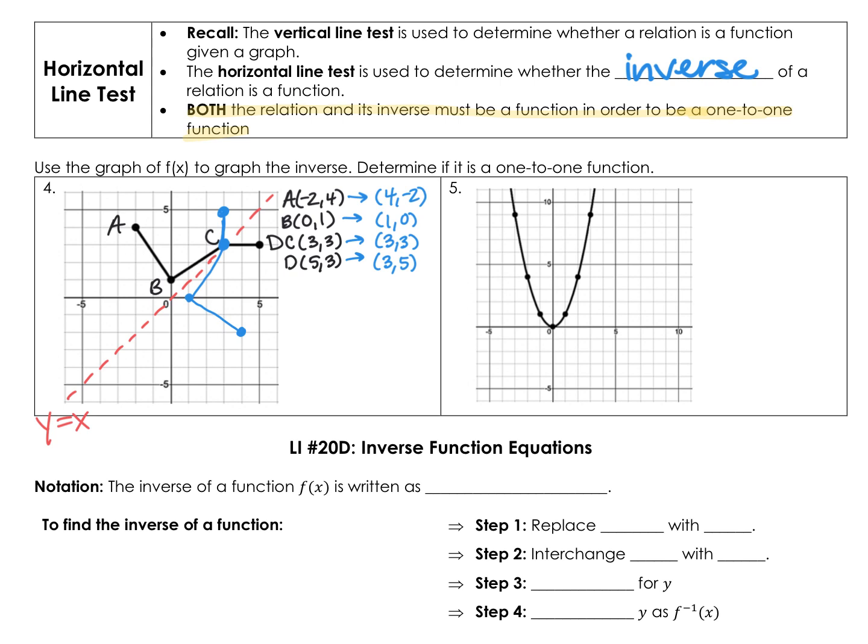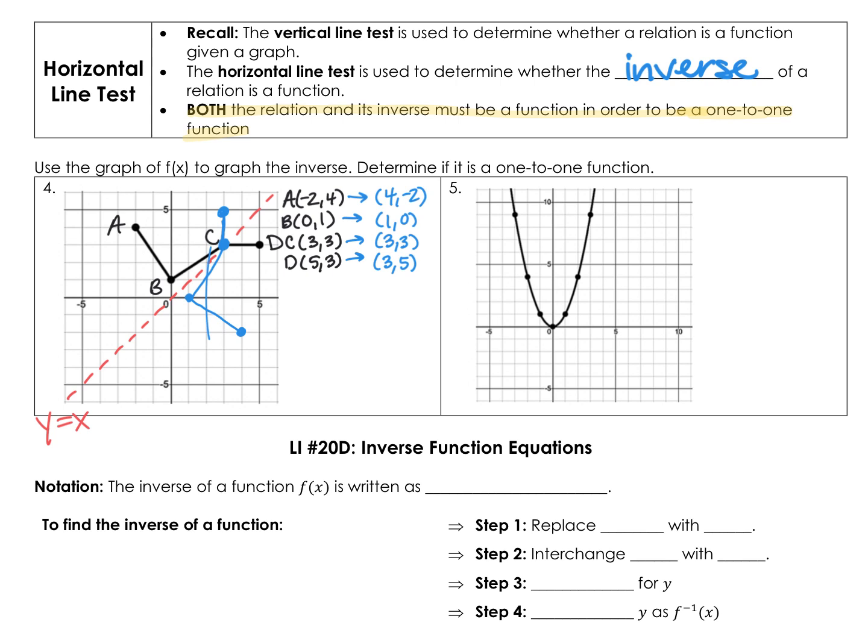What's it say? Use the graph of f(x) to graph the inverse. You did a reflection. Determine if it's a one-to-one function. Remember it has to be a function for both, so we're gonna check both of these. If I do the vertical line test on this one, does it pass? Yeah, the one in black passes. If I do the vertical line test on the next one, the inverse, does it pass? No, it fails. The original was a function. Was the inverse? No, because it has 2 outputs.